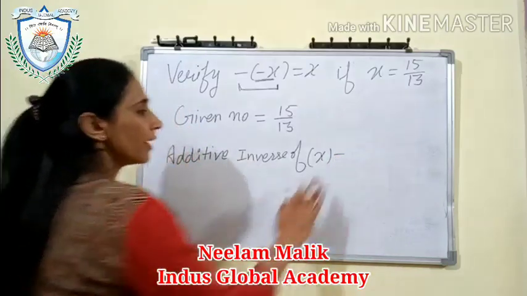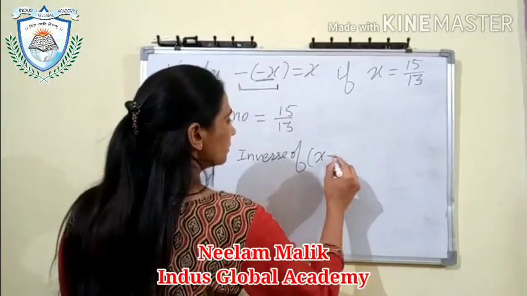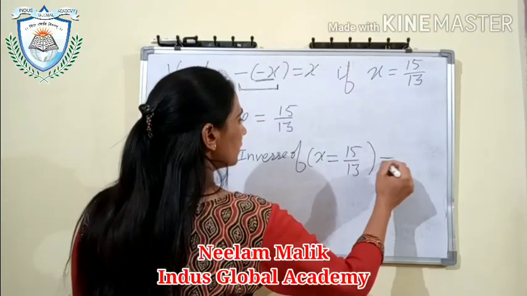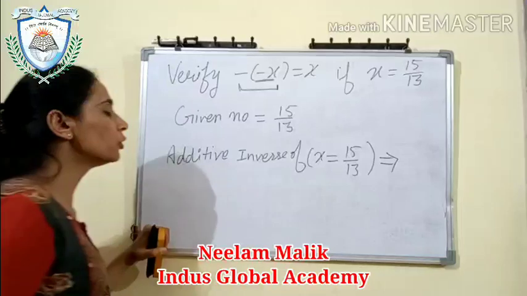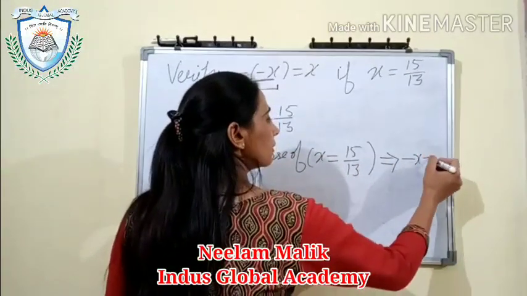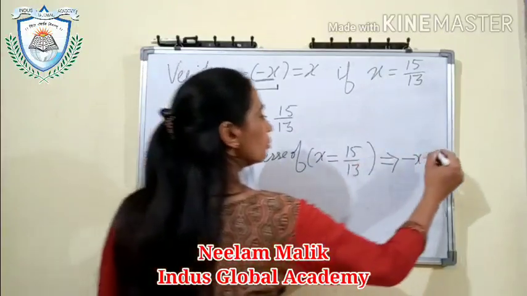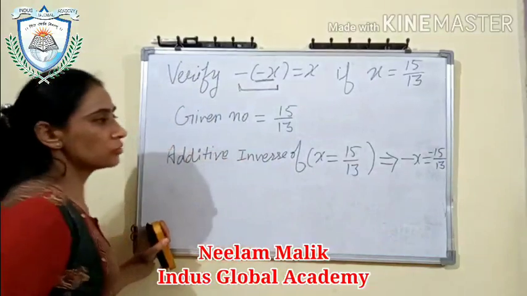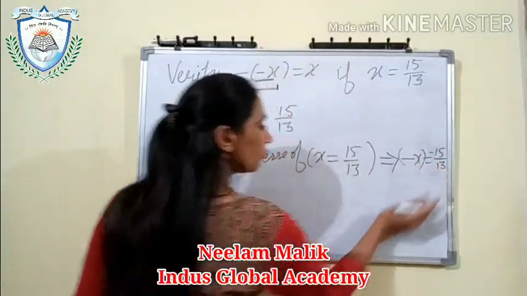Additive inverse of x. What is your x? X is 15 upon 13. What will be that? If you do the additive inverse of x, that will be minus x. And here, if we are doing minus, we have to do this also minus. Okay, so this is the additive inverse of x.